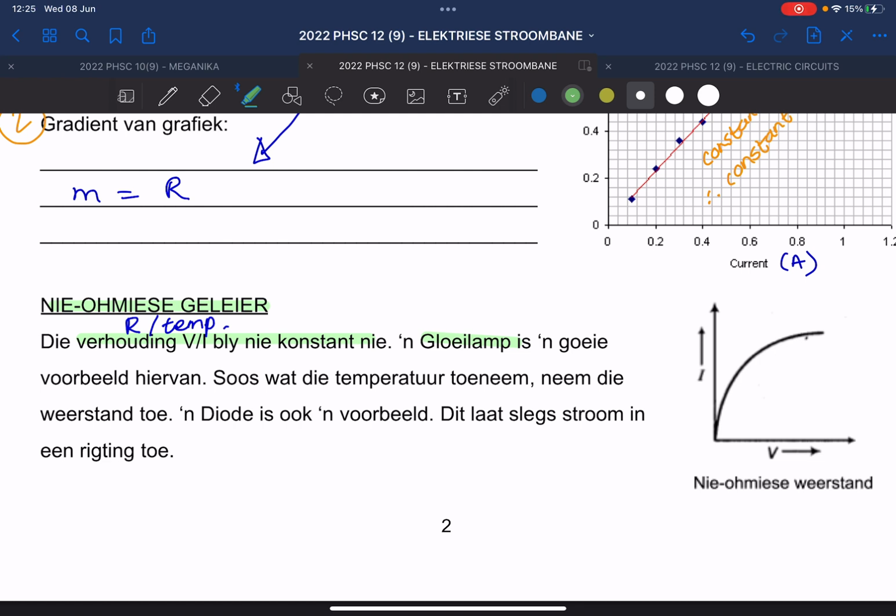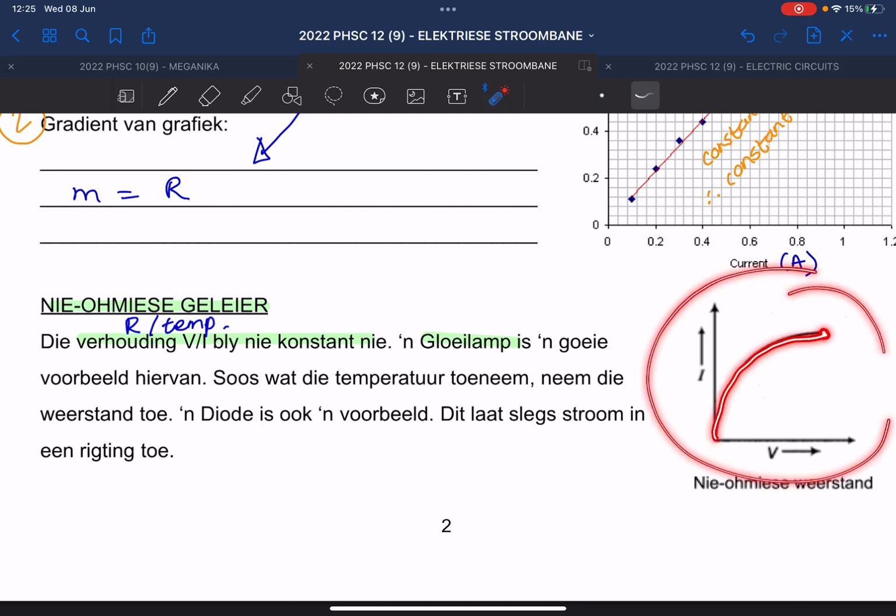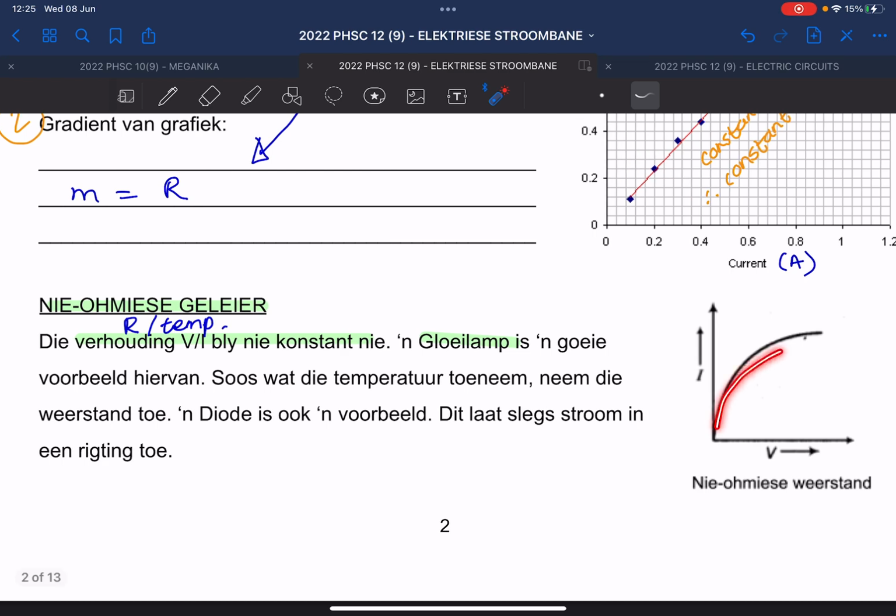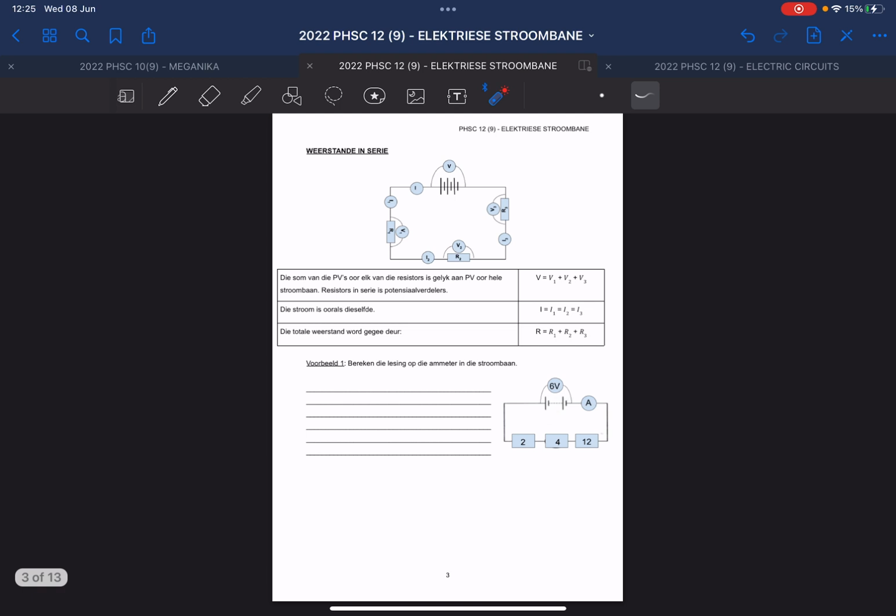Okay, and here you can see the graph that we have. It makes a curve like this. So this is a multiple choice type of vraag. They'll give you a few graphs and they'll say which one represents a non-ohmic conductor. Okay, dan moet jy weet as hy 'n kurwe maak, nie ohmies. Goed. Kom ons kyk gou vinnig.